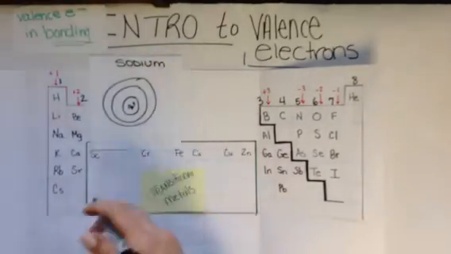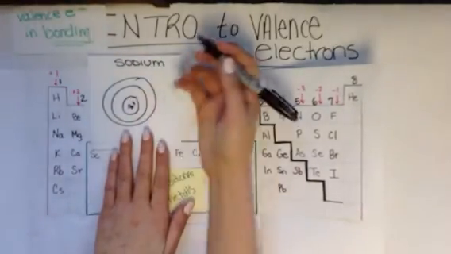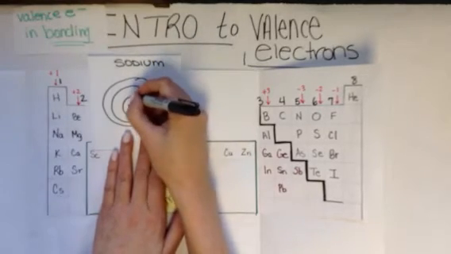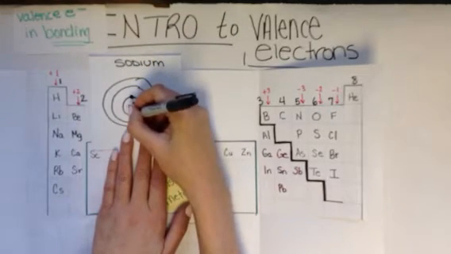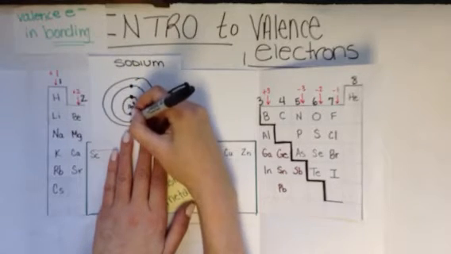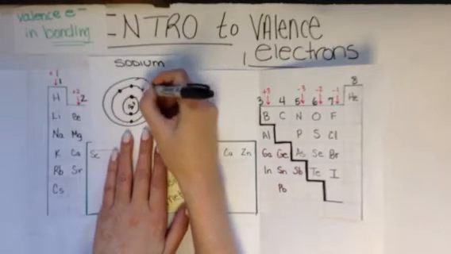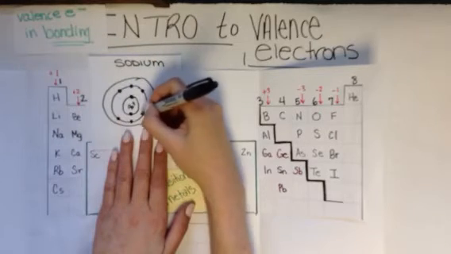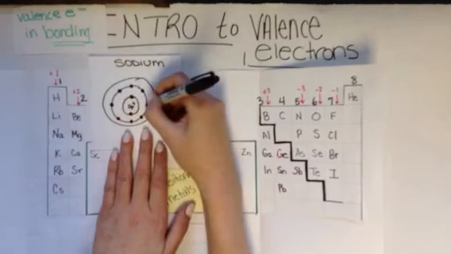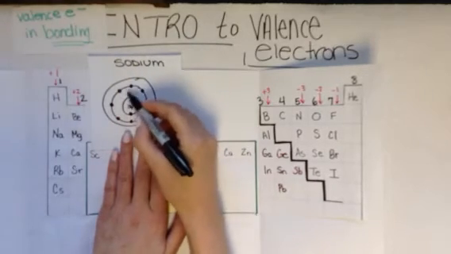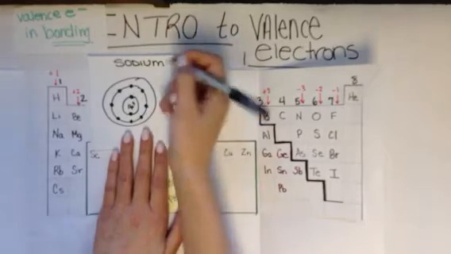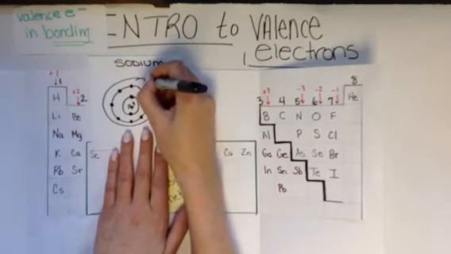Here is sodium. It has a lot more energy levels, but that shouldn't make a difference when it comes to valence electrons. So sodium has 11 protons. I'm going to put 2 there, 3, 4, 5, 6, 7, 8. So 1, 2, 3, 4, 5, 6, 7. There we go. So we've got 1, 2, 3, 4, 5, 6, 7, 8, 9, 10. And I'm going to put 1 in its outer energy level.